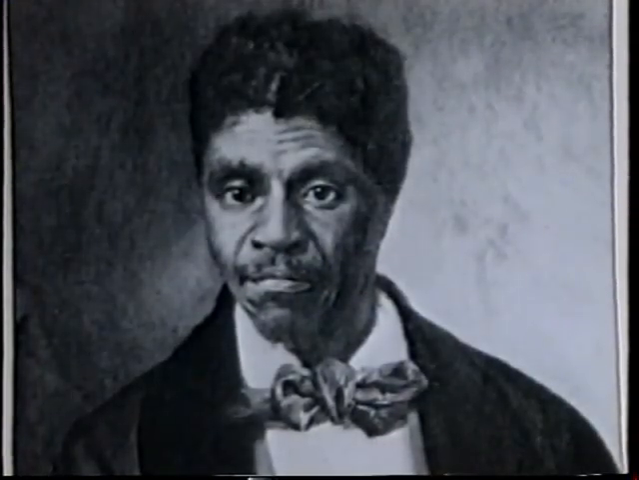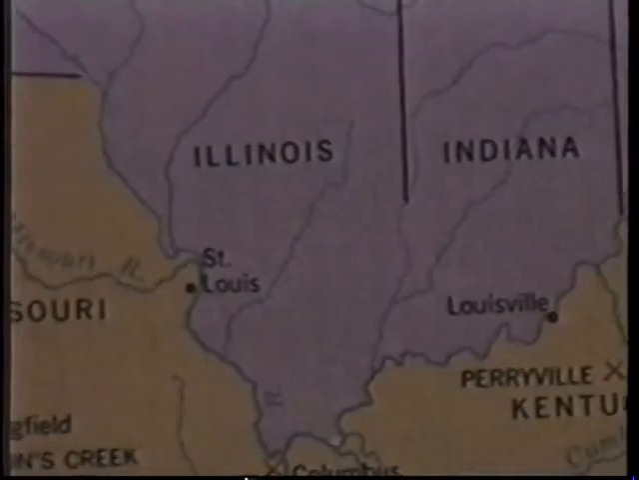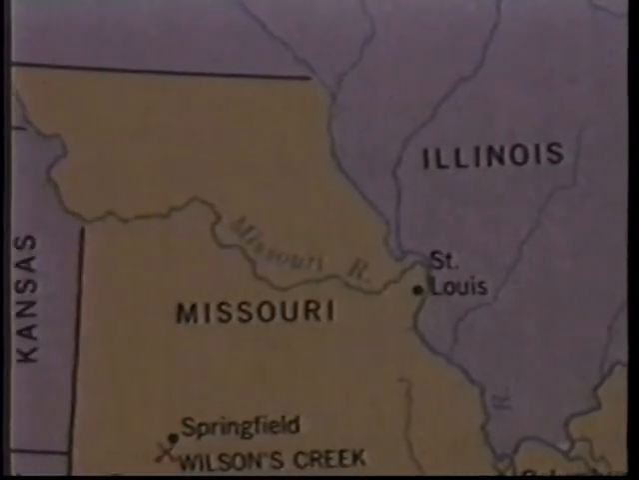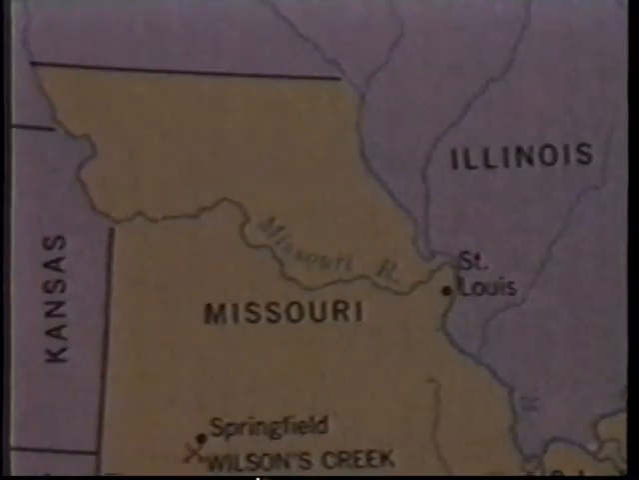Dred Scott was a Missouri slave who lived with his master for a brief period in the free state of Illinois and the Wisconsin Territory, where slavery was illegal. Upon returning home, Scott sued for his freedom on the grounds that he had become free when he left the slave state of Missouri and entered the free state of Illinois.